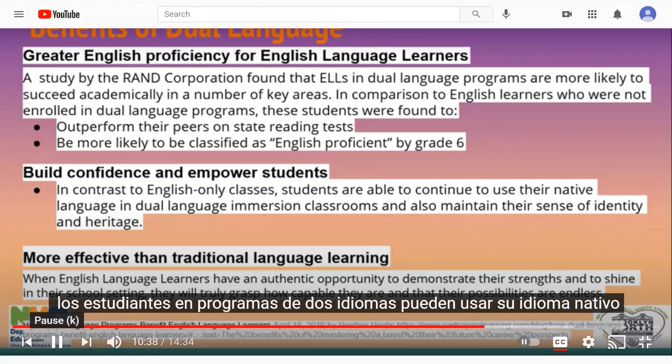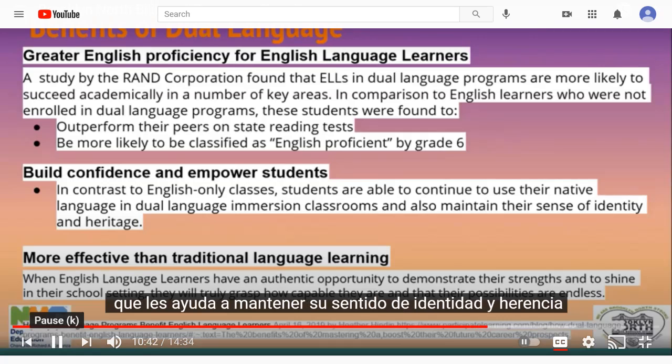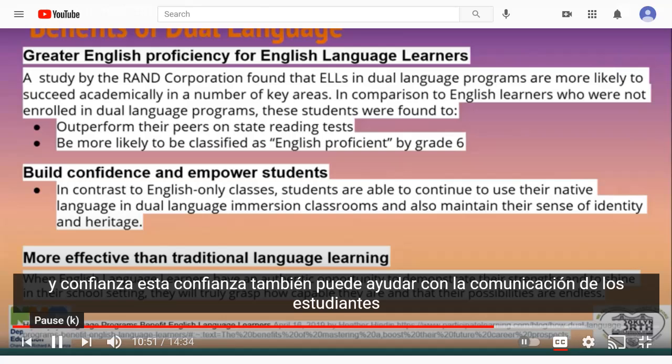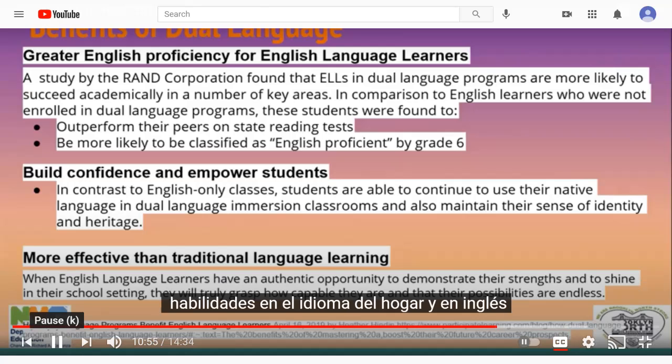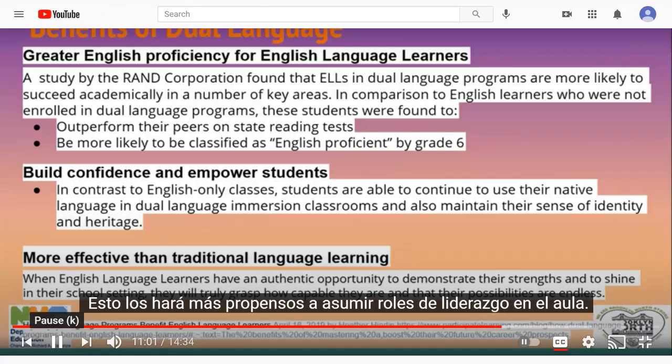Students in dual language programs are able to use their native language, which helps them maintain their sense of identity and heritage, and helps to improve the student's self-esteem and confidence. This confidence can also help with students' communication skills in the home language and in English. This will make them more likely to take on leadership roles in the classroom. They are more likely to participate in classroom discussions.